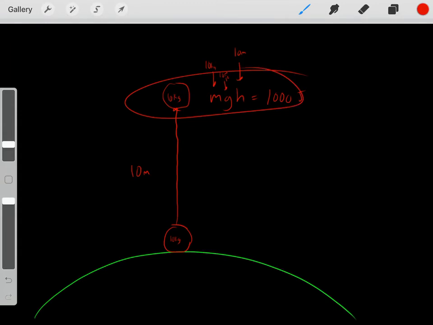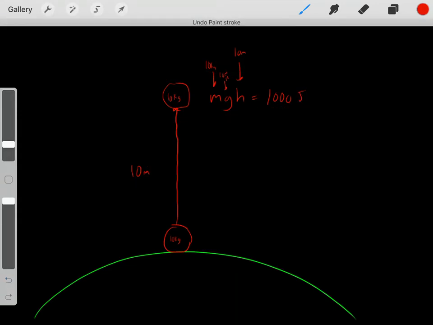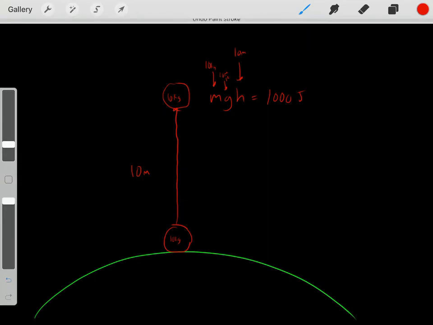However, where did this energy come from? We know from the conservation of energy that energy is never just created or destroyed. We know that energy comes from somewhere. It can't just pop out of nowhere. It can't just come from thin air. We know that energy has to come from somewhere. So where did this energy come from?